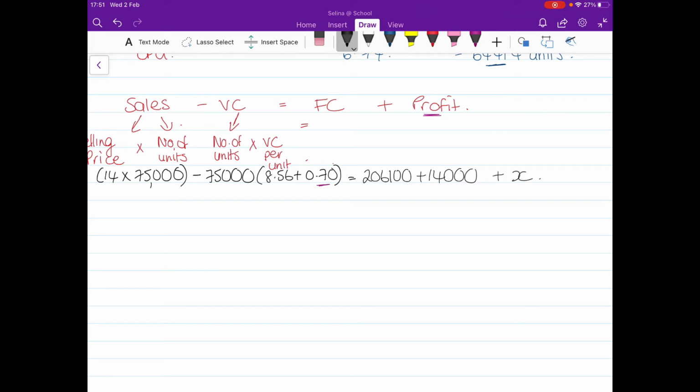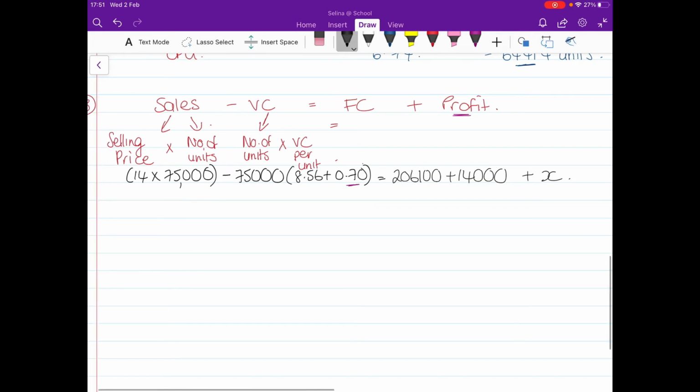Okay, and now it's as simple as just using algebra. Multiplying out the 75,000 by 14 should give you 1,050,000. And then you're multiplying your minus 75,000 by the 8.56 plus 0.70, which gives you minus 694,500. Which would be equal to the 206,100 plus 14,000, your new fixed cost, 220,100, plus X.